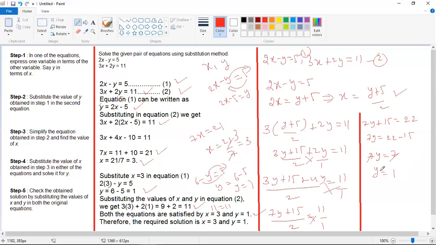Now to get the x value, we have to substitute in any one of the equations. Okay, we don't have much space. Let's try. Substitute y equal to 1 in equation 1. So see what we get: 2x minus the y value 1, minus 1 equal to 5, and 2x is 1 plus 5, 6, 2 threes are 6, and finally we got the x value 3. So the x value is 3 and the y value is 1.